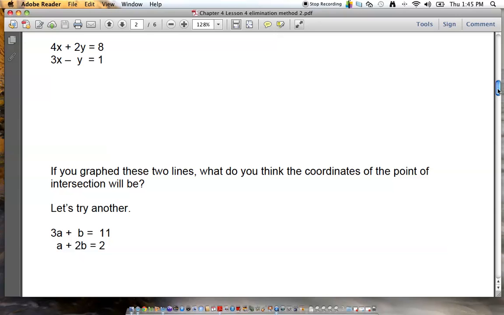So I have two equal things here. I have a 3x minus y, and I have a 1, and they are equal. So I'm going to take and multiply the bottom one by a 2. And I picked that 2 specifically because it'll match up the y's here. So let's rewrite the top. I'm not changing that. 4x plus 2y equals 8.